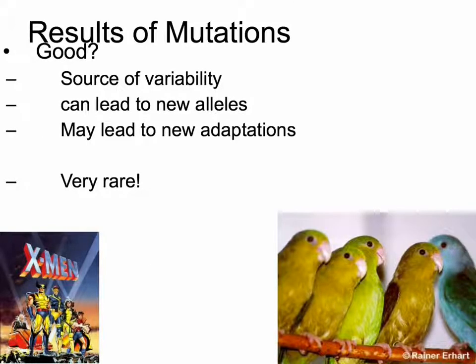Some mutations are positive or can be good. This is our ultimate source of variability, where new variations or alleles come from. However, this is a very rare event.